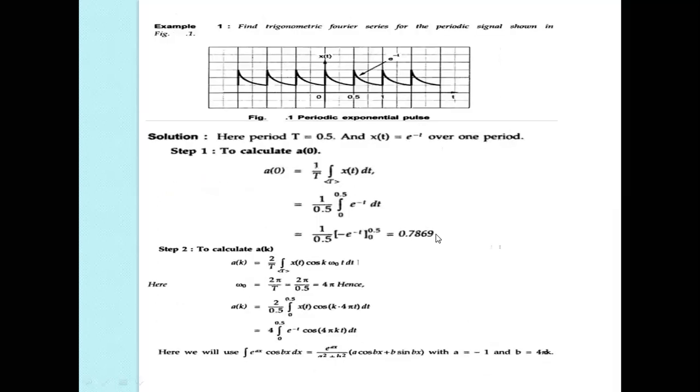The equation is different. Integral of e power ax sine bx is equal to e power ax by a square plus b square into a sine bx minus b cos bx. After the simplification, the 4 into integral 0 to 0.5 e power minus t sine 4 pi k into dt, we can apply the integration by substituting the upper limit and the lower limit.